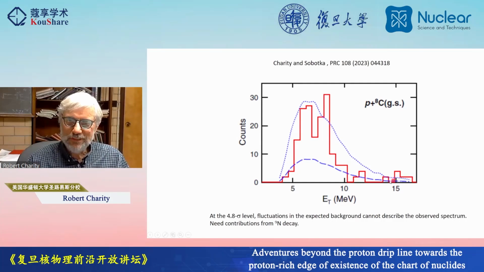A more reasonable normalization of the background is this dashed blue curve. It reproduces the high energy tail region and the low energy tail region. And there's a region in between where you have contributions from nitrogen-9 states.